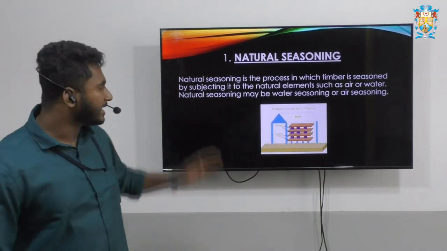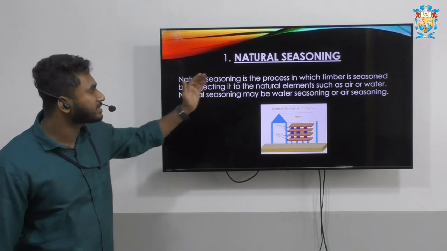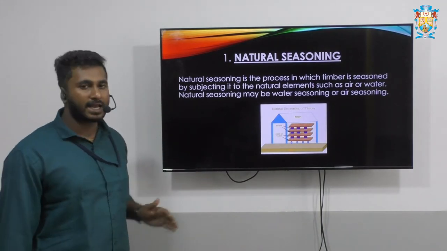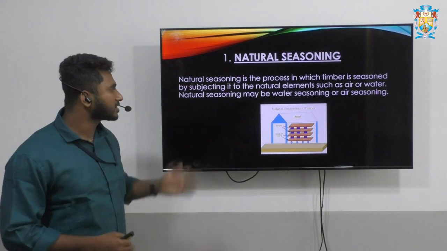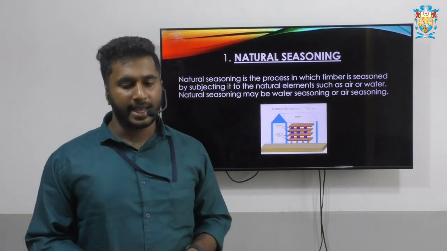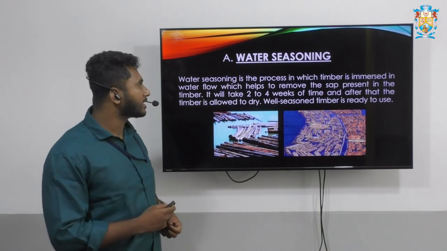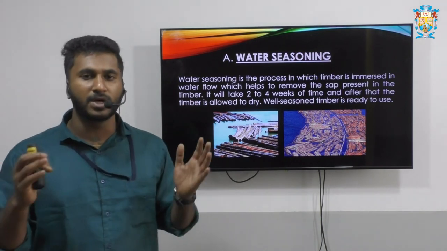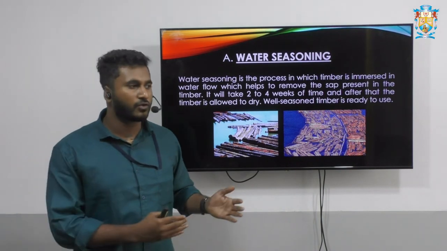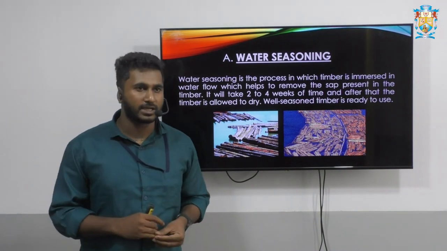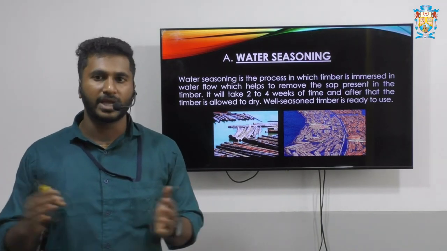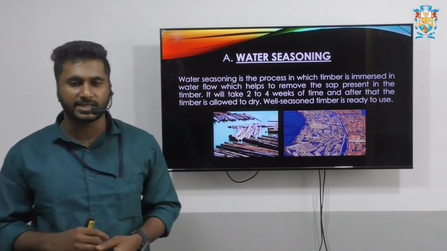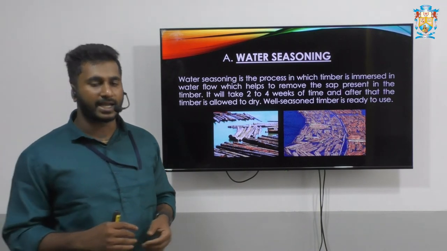The first one, natural seasoning. What is natural seasoning? Natural seasoning is a process of seasoning the timber by subjecting it to natural elements such as air or water. Natural seasoning may be water seasoning or air seasoning. First, how is water seasoning done? Water seasoning is a process in which the timber is immersed in flowing water. You might have found timber factories located near river banks, where the river water flows, so that the seasoning can be done very easily.